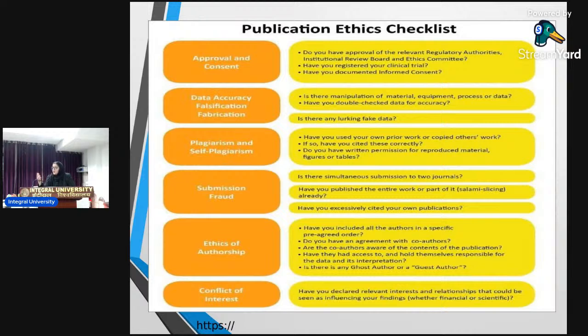Because what will happen if, for example, your study comes into question, God forbid? The co-authors are equally responsible for the integrity of that data, right? So you need to have consent from your co-authors also. Before sending the paper for publication, whoever is a part of your pre-agreed order of authorship, like first author, second author, co-author, corresponding author, they all should be aware of the contents of the paper, right?